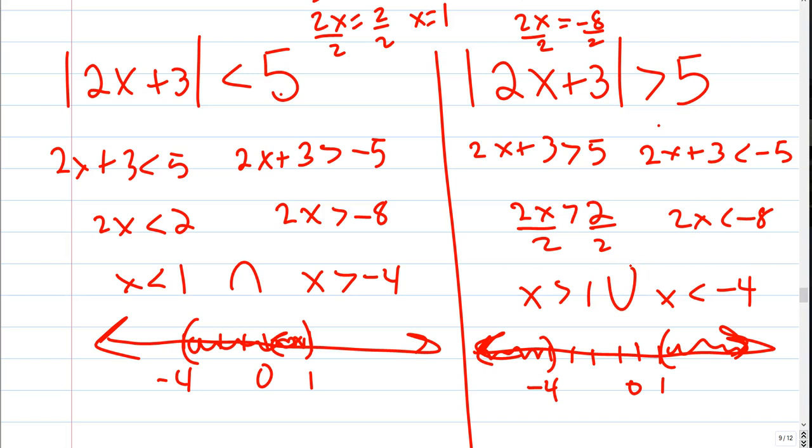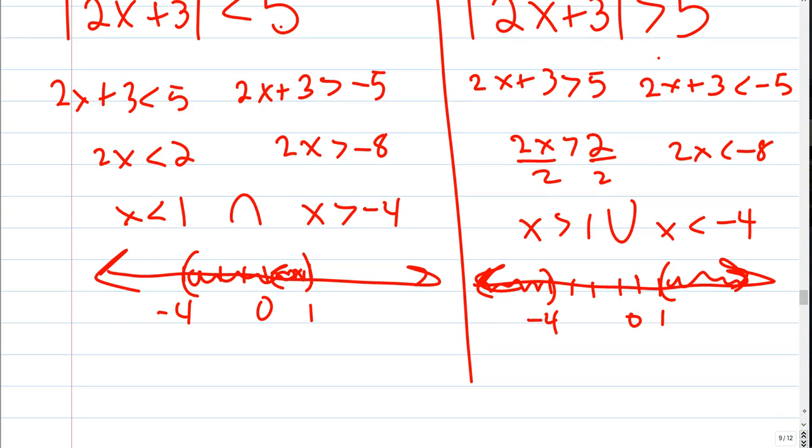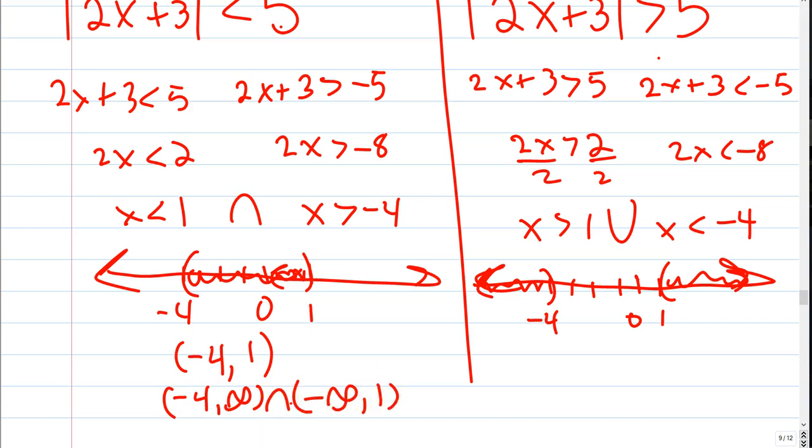So this is an or. There's your algebraic answer. There's your graph answer. Do not forget that I will also need an interval answer. This one, I would just put a minimum of negative 4 up to 1. If you would like to do negative 4 to infinity, and negative infinity to 1 with an and in the middle, I'm fine with that. I prefer the top one, nothing wrong with the bottom one.